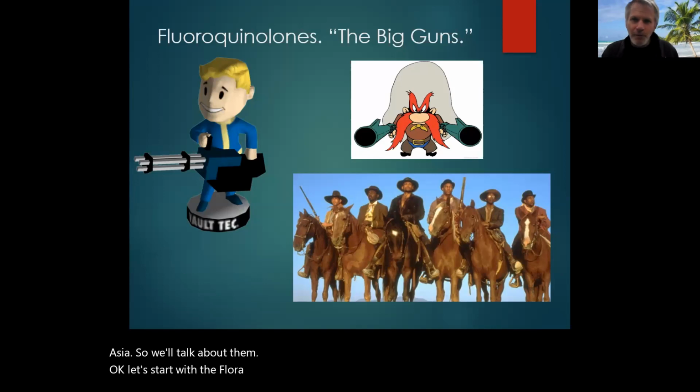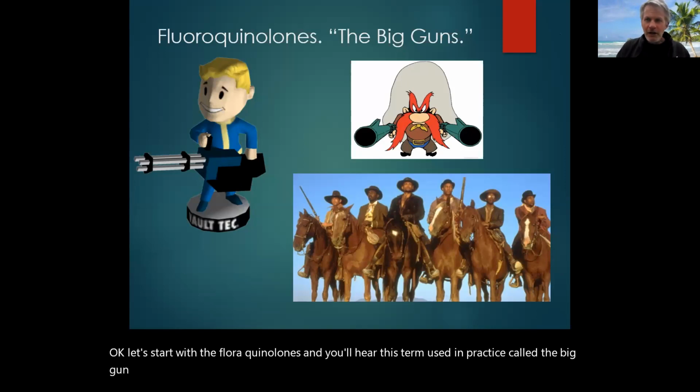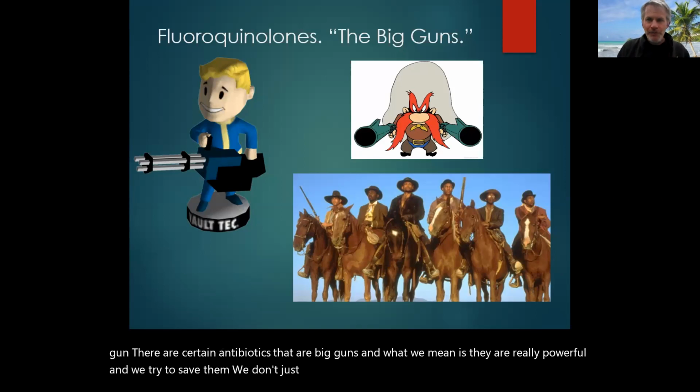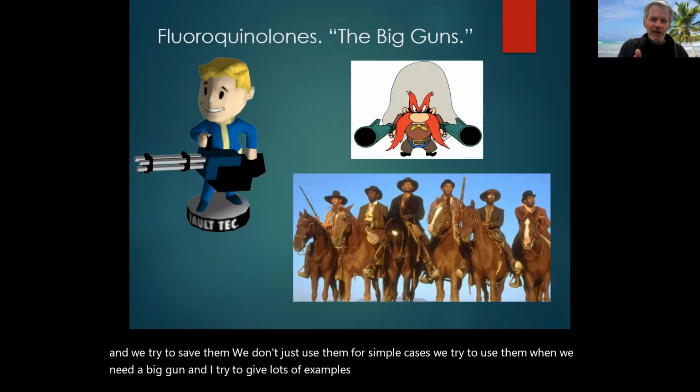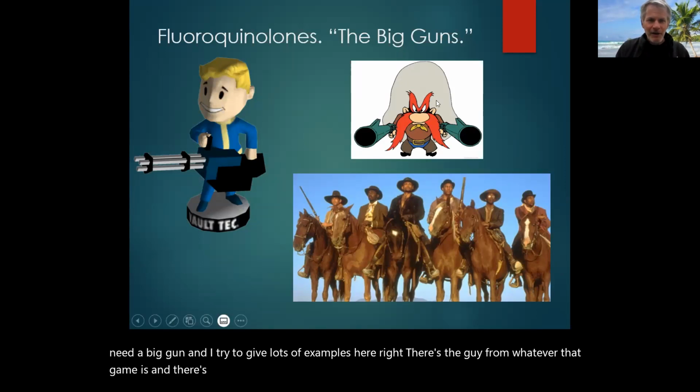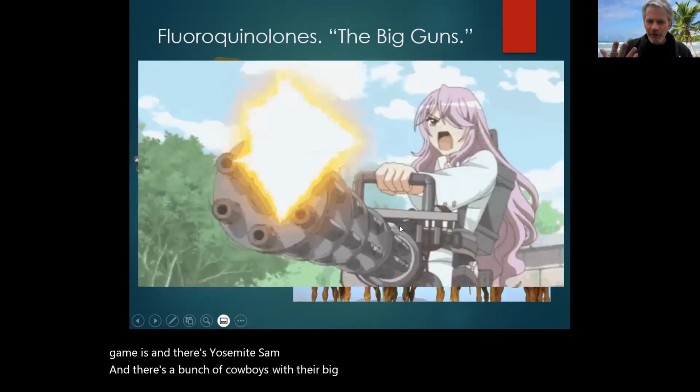And you'll hear this term used in practice called the big gun. There are certain antibiotics that are big guns. And what we mean is they are really powerful. And we try to save them. We don't just use them for simple cases. We try to use them when we need a big gun. And I try to give lots of examples here, right? There's the guy from whatever that game is, and there's Yosemite Sam, and there's a bunch of cowboys with their big guns, and whoever this person is.